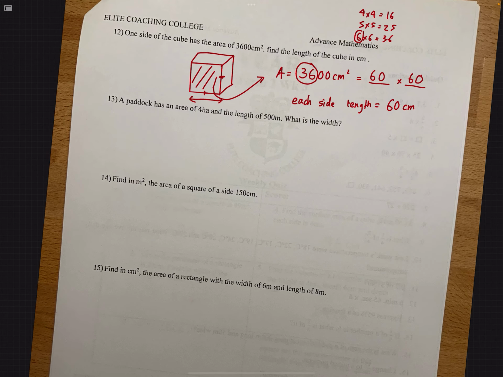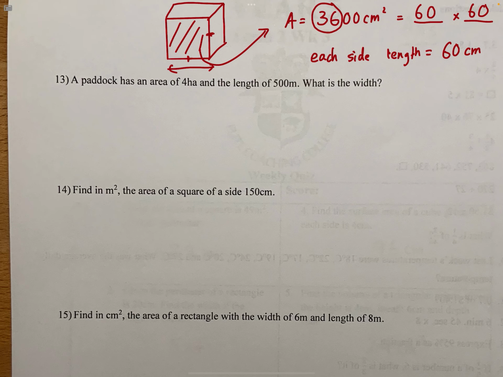Question 13. A paddock has an area of 4 hectares. So you have a paddock.